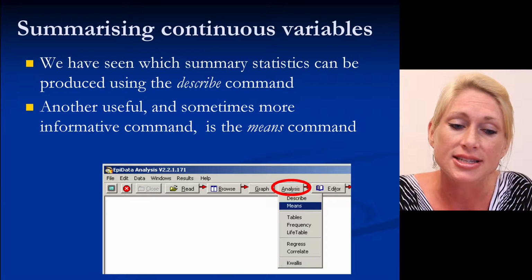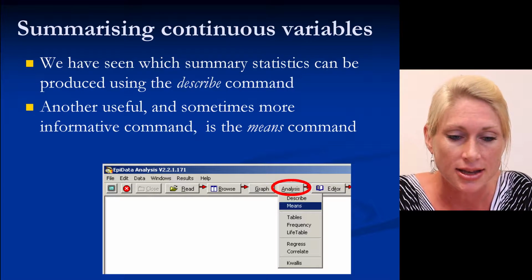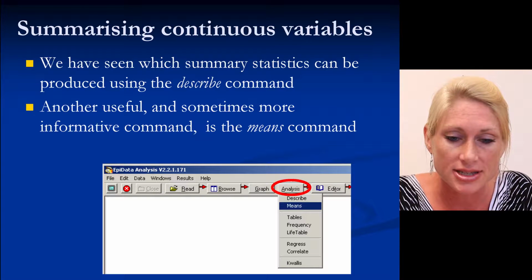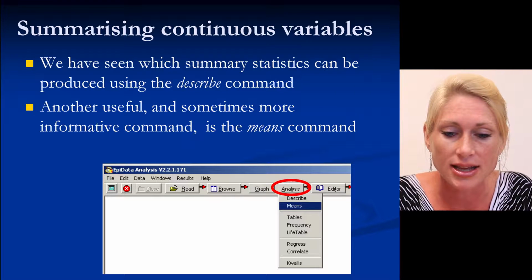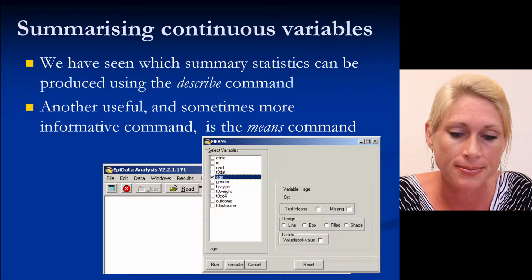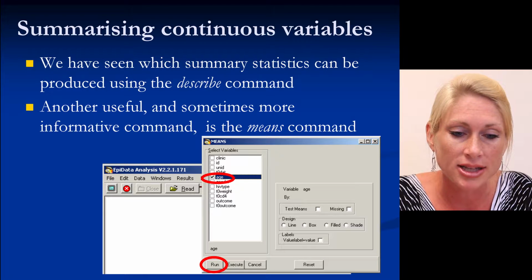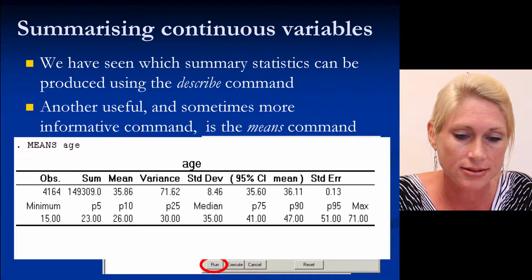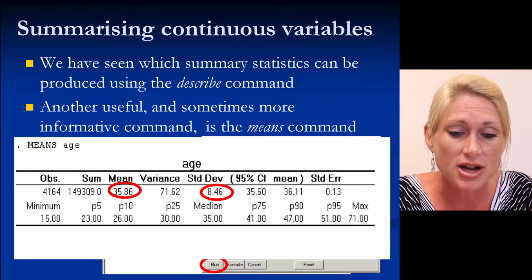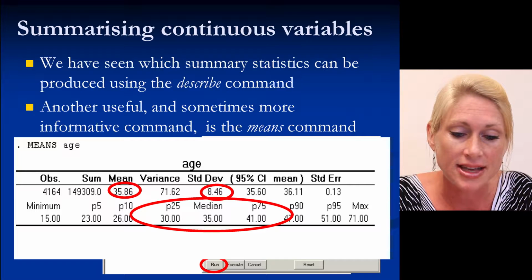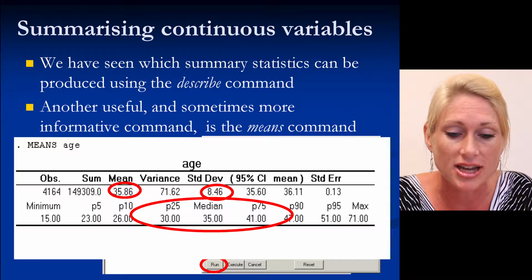We've seen which summary statistics can be produced using the describe command. Another useful and sometimes more informative command is the means command. And to access the means command, we click on Analysis in the process bar and we select Means. Here I'm going to select age as my continuous variable again. I click Run and here is the output. This time I have the mean age presented together with the standard deviation, which was not presented through the describe command. And down here, the median age with the interquartile range.